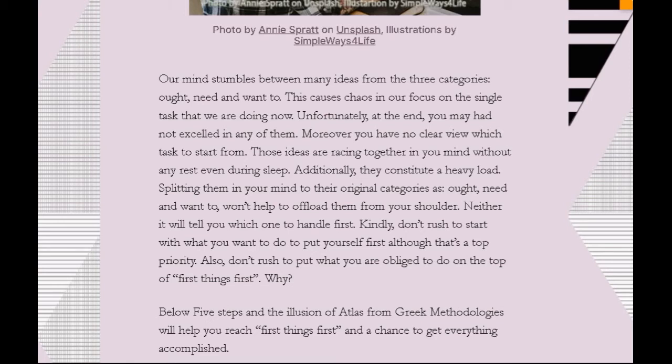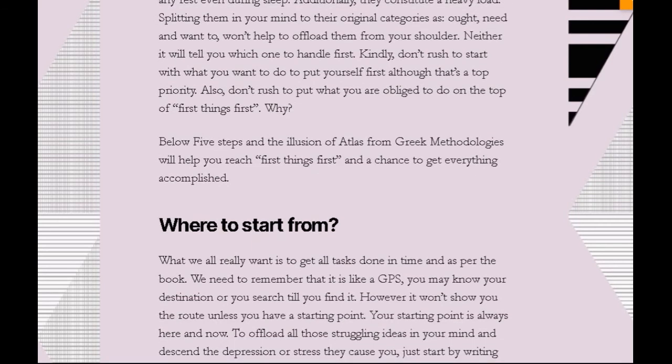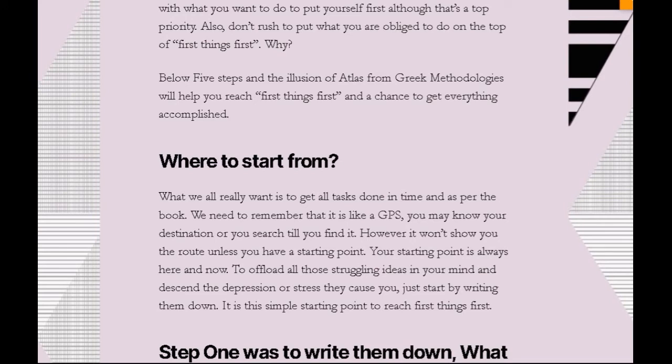As we said, there are five steps, and there's one illusion that we need to remove. The first step, as we said, is to put them on a piece of paper. Why do you need to put them on a piece of paper? Because you need to understand, like a GPS. If you know the destination but you don't know where to start from, it will not go. If you know where to start from but you don't know where you are going, it will not work.